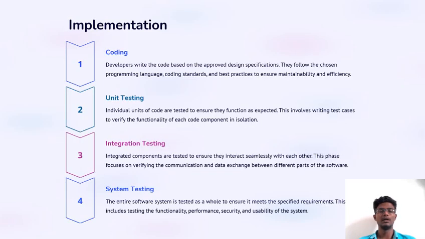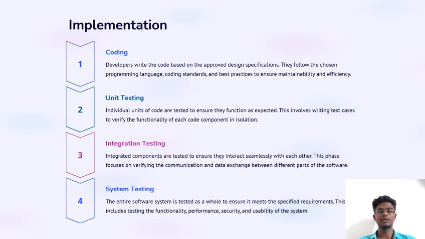In this slide, we will see about implementation. Coding. Developers write the code based on the approved design specifications. They follow the chosen programming language, coding standards, and best practices to ensure maintainability and efficiency. Unit testing. Individual units of code are tested to ensure they function as expected. This involves writing test cases to verify the functionality of each code component in isolation. The next one is integration testing.